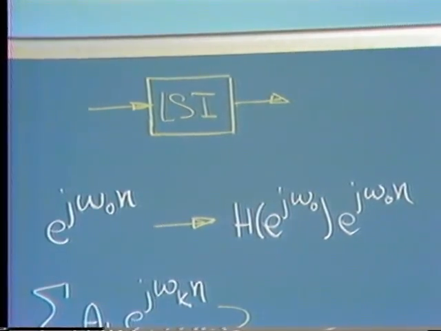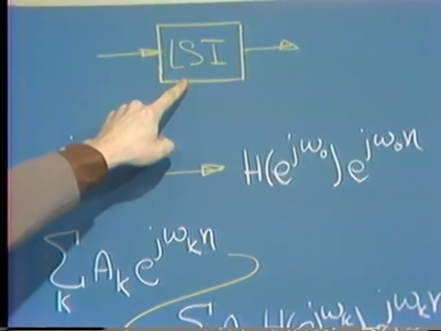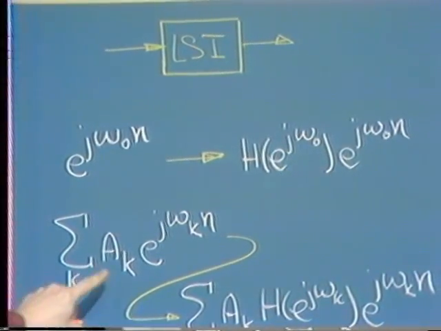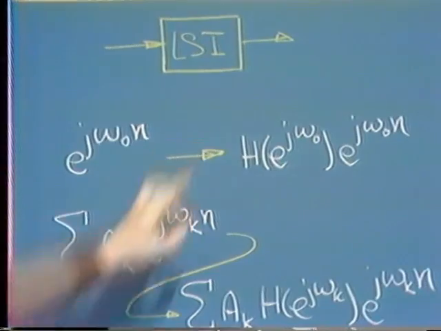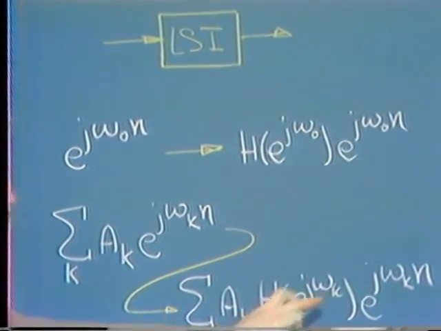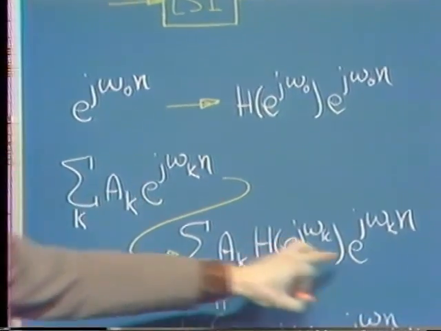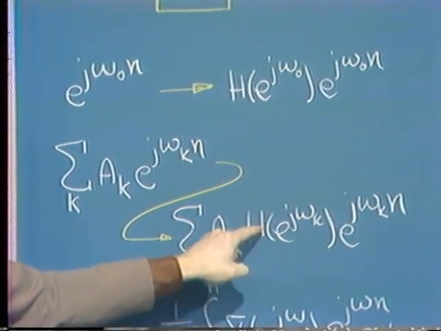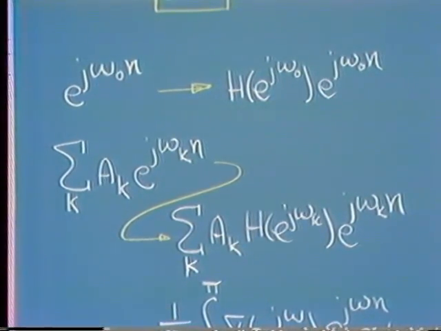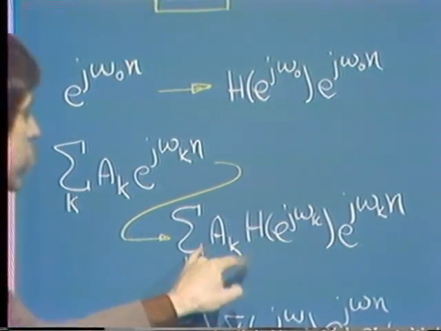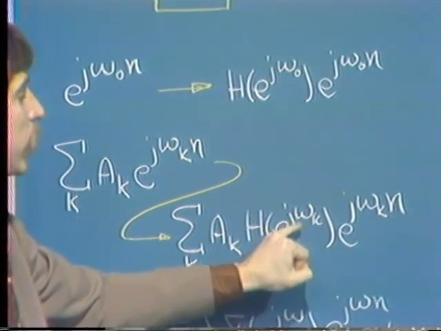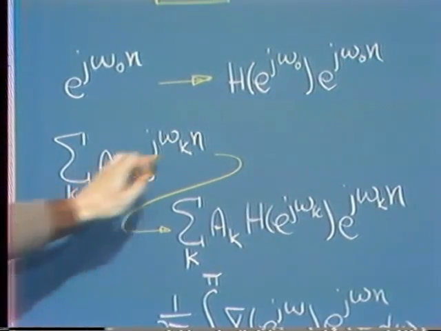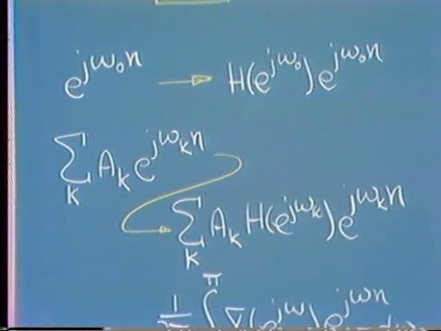We know also that because the system is linear, if we have a linear combination of complex exponentials, then the output of the system is going to be the same linear combination of complex exponentials with the amplitudes multiplied by H(e^{j omega k}). In other words, each of these exponentials has as an output a_k times H(e^{j omega k}) e^{j omega k n}. A sum of those at the input gives us a sum at the output because the system is linear.